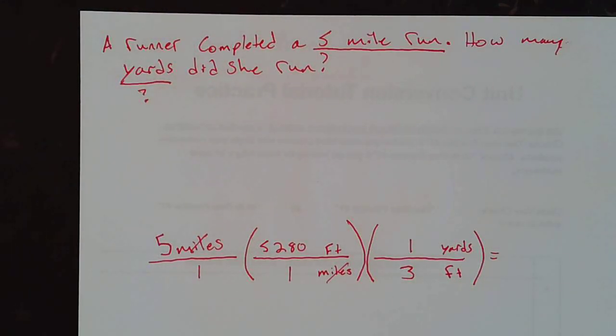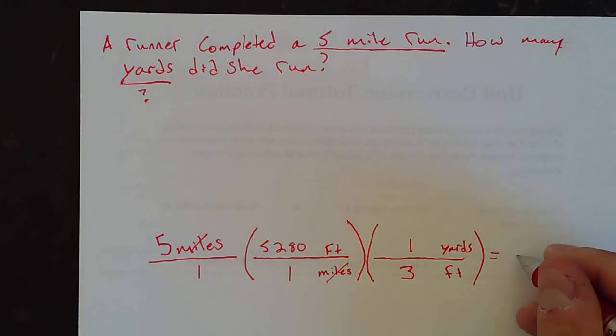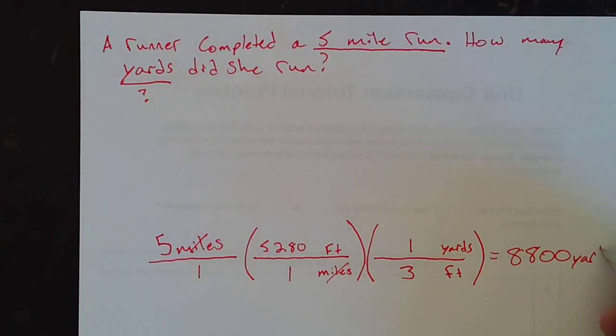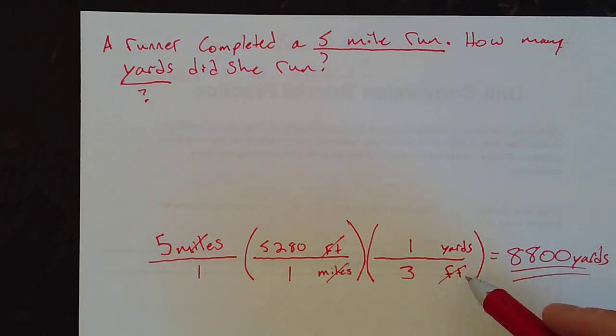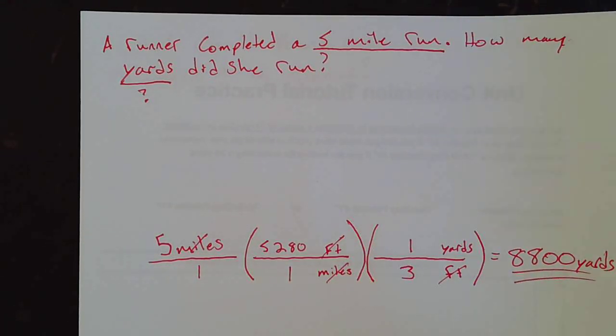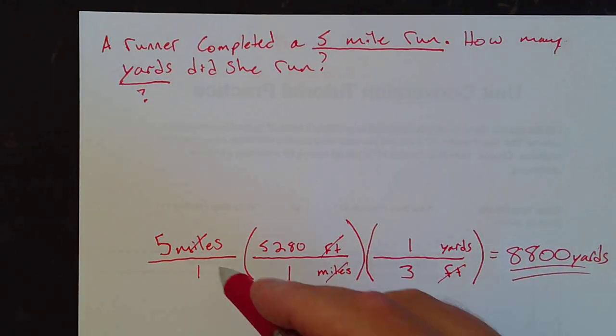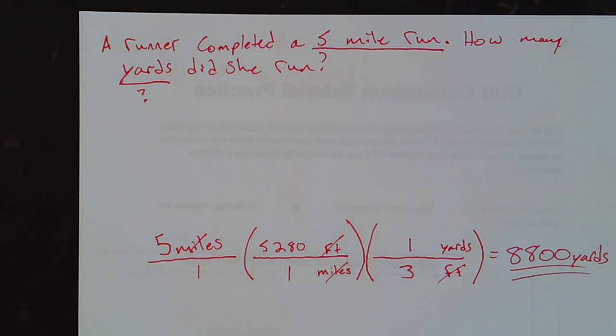So I'm going to put those into my calculator. I'm going to do 5 times 5,280 times 1, divided by 1, divided by 1, divided by 3, and I'm going to get 8,800 yards. Ending with that unit that I wanted. So again, these feet cancel out. This canceling out, making sure that they're diagonally placed, that's a nice feature of how to make sure you've set up this problem correctly.